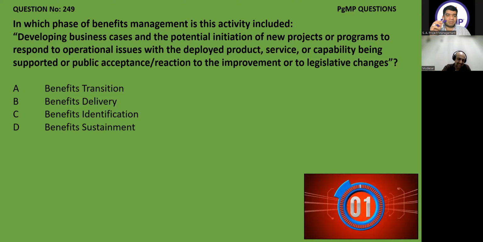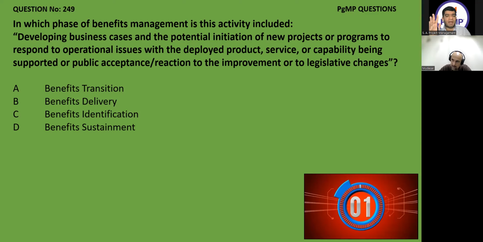In the first call also you made this mistake. So here, yes, please note it down. This is a very important concept. Firstly, because the students will understand, we are making the business case. If you say it is a benefit program definition or program formulation, I can understand, because you are getting confused with the business case. But here we are talking about the business case and potential initiation of new projects or programs to respond to operational issues with the deployed product. So it means that the program lifecycle has already finished. Now I'm working how to ensure continued reliability or deliverability of my products. That is in the benefit sustainment domain.